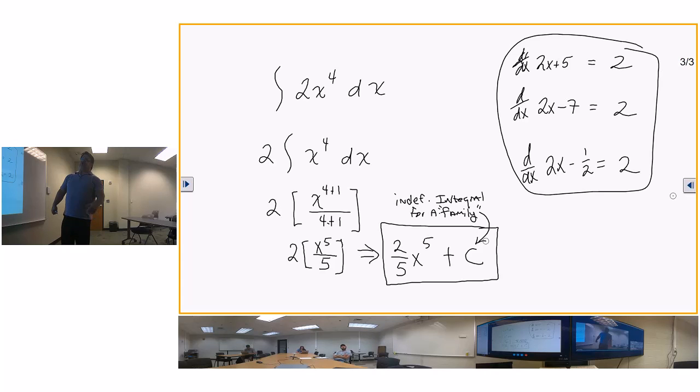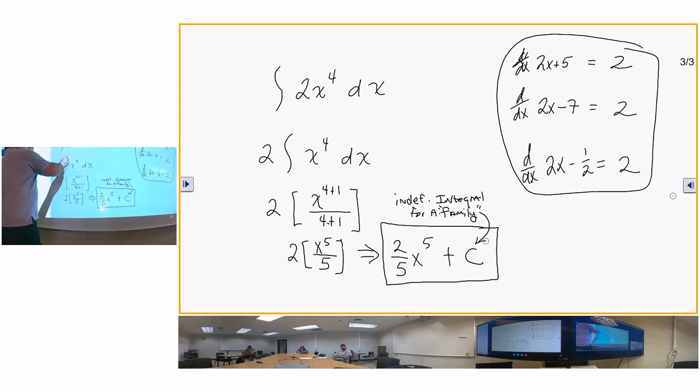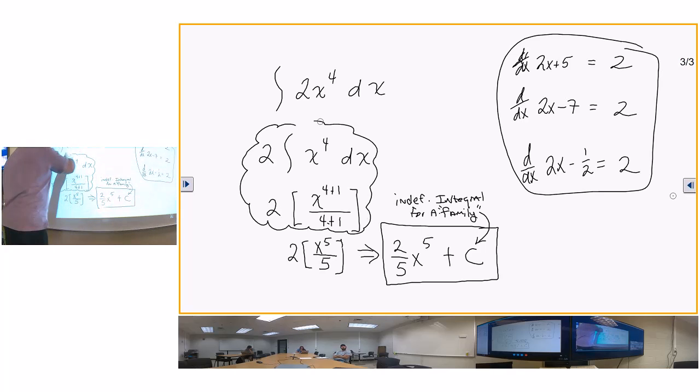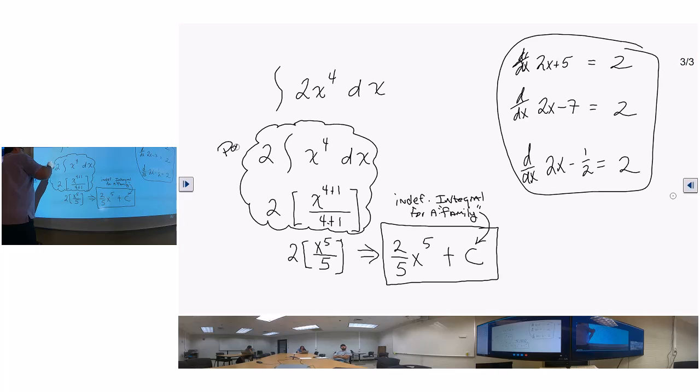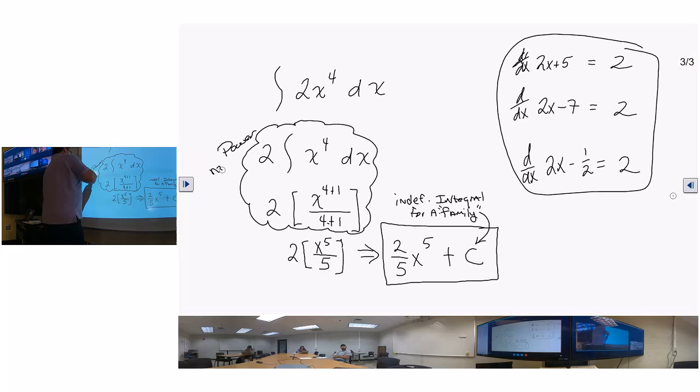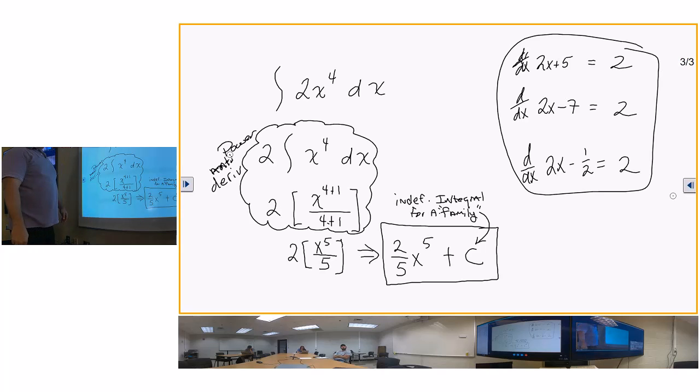Now, you have just learned the first rule of antiderivatives. It's called the power rule. You add 1 on the top, and you add 1 on the bottom. This right here is your calculus right here. That's called the power rule of antiderivatives. You pull out the constant.